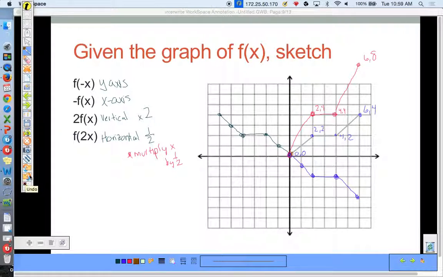So let's take a look at our original here. 2, 2 becomes 1, 2. 4, 2 becomes 2, 2. 6, 4 becomes 3, 4. So you can see here it's shrunk horizontally.